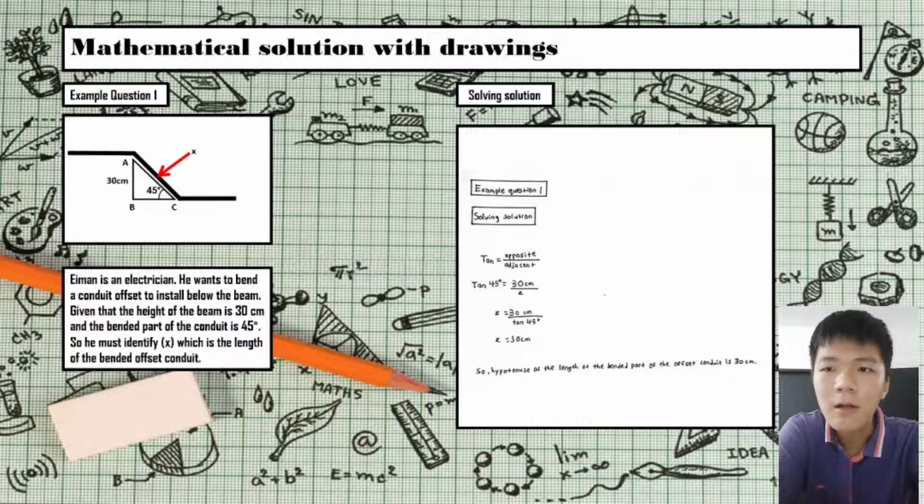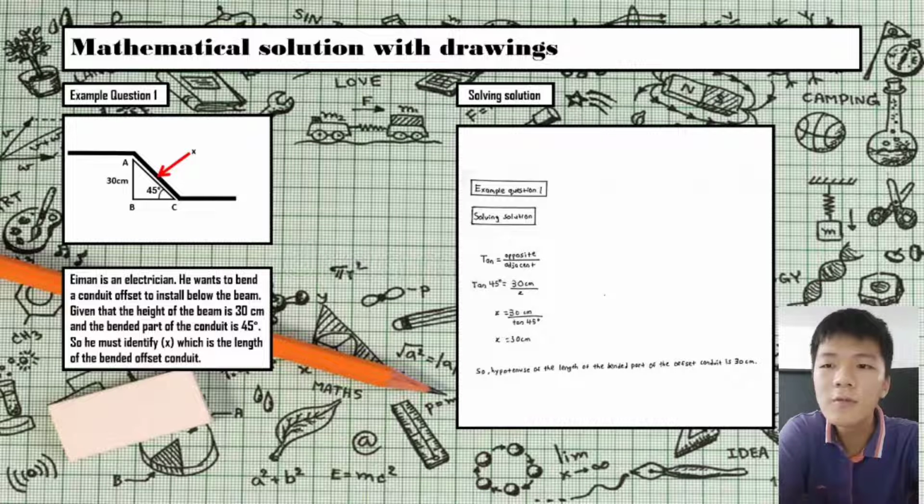So now I would like to start the part on mathematical solutions and drawings. There are 3 questions for the solutions and drawings. Example question 1. Eiman is an electrician. He wants to bend a conduit offset to install below the beam. If the height of the beam is 30 cm and the bent part of the conduit is at 45 degrees, he must find x, the length of the bent offset conduit.